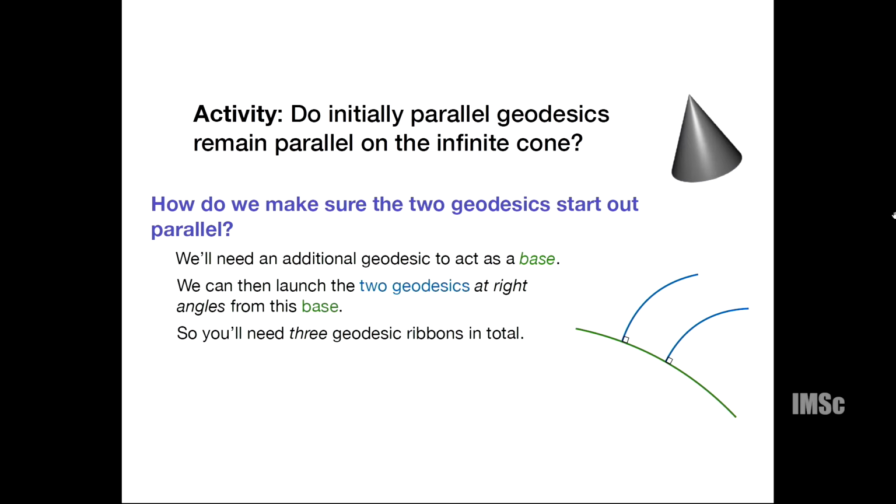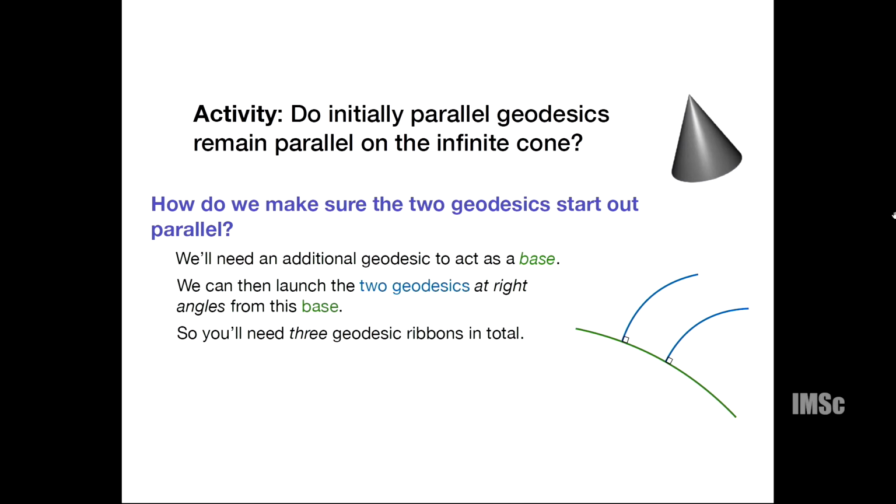So you need a third geodesic to act as a base geodesic. You have to put a base geodesic in, and it helps to put some tape so it doesn't move around. Even with your partner, the 4 hands you have may not be enough here, because we have a lot of geodesics to manipulate. So you'll need a base geodesic, and then you can launch your two geodesics at right angles from the base. That'll guarantee they're initially parallel. And then you just have to check what happens. Do they remain parallel? Do they converge? Do they diverge? So let's do that now.